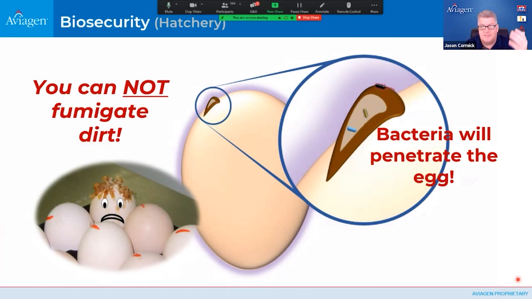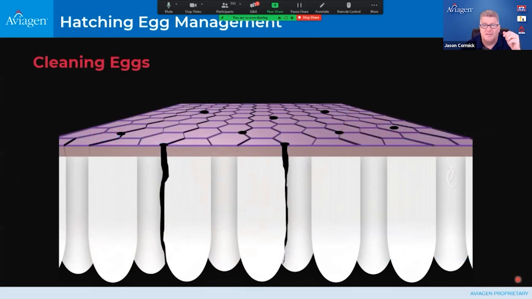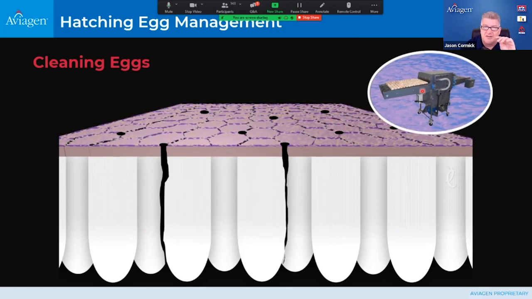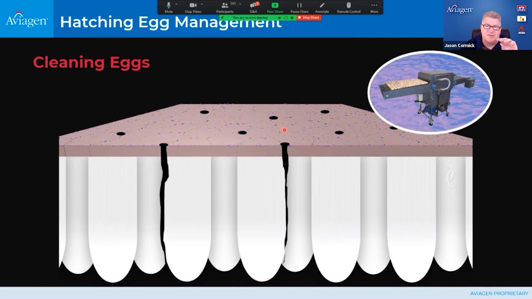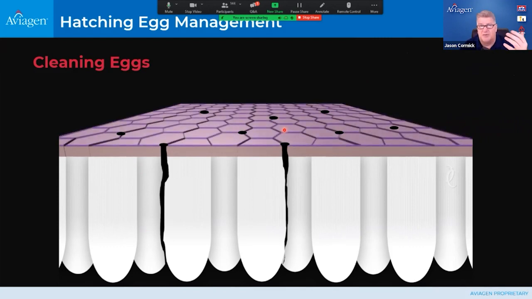The problem is, if you get into an operation that routinely washes eggs, what you will find is that washing will remove the cuticle. Here you have the cuticle of the egg, the sort of waxy-like surface. The moment you start washing eggs, this is removed. It might look nice when it comes into the hatchery, but the damage is already done. We're going to get a lot more bangers as soon as you start washing eggs.